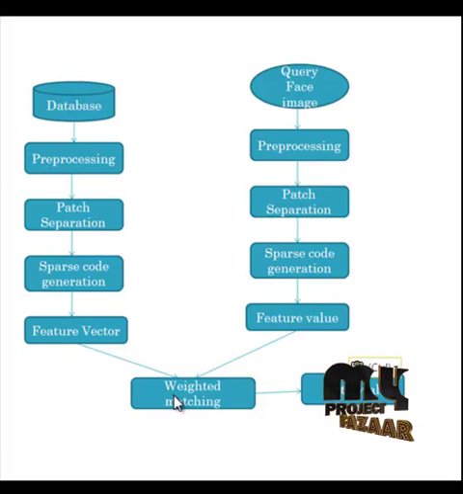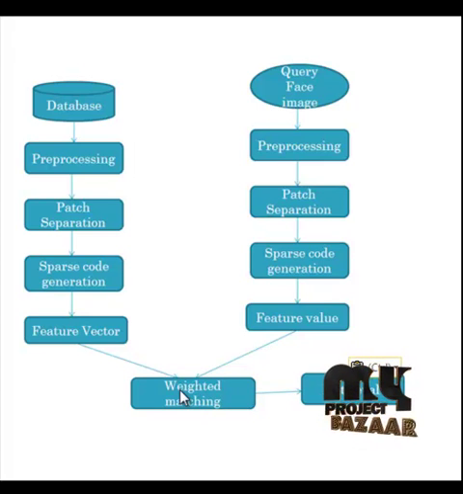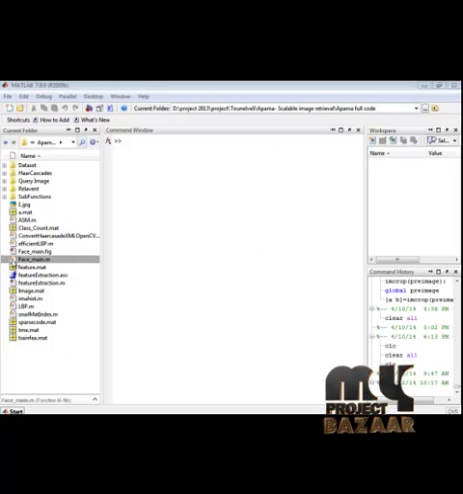In weighted matching, we give the testing images. For the testing images also, we apply the pre-processing step, batch separation, sparse code generation, and the feature values are also passed to the weighted matching step. In weighted matching, we find the similarity between the database images and the testing images. After finding the similarity, it goes to the retrieval process. The similar images from the database are retrieved. Let's see the demo of our process.